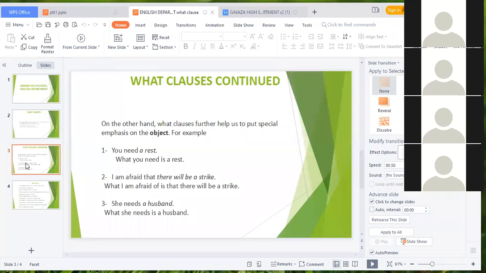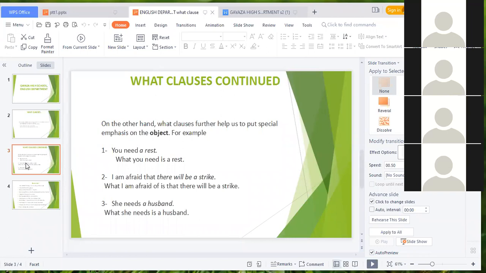So we have another example, number 2. I'm afraid that there will be a strike. We can write beginning with what and say, what I'm afraid of is that there will be a strike. So you're emphasizing the object in the sentence, and you're basically rewriting with what, which is making it a what clause.